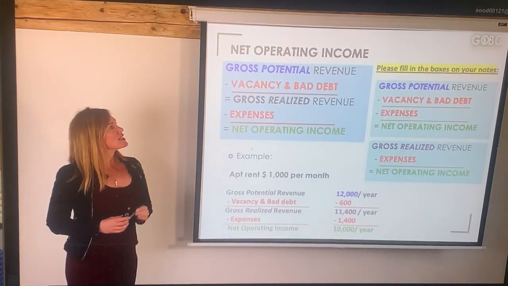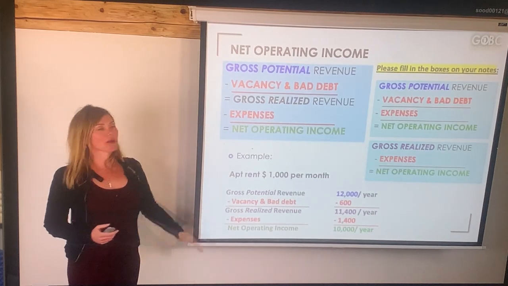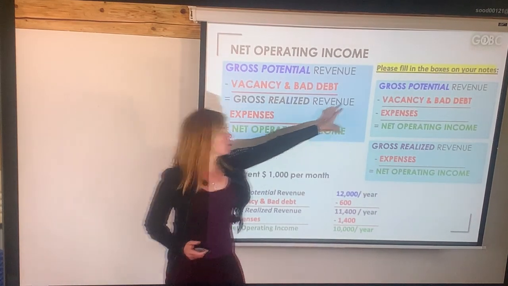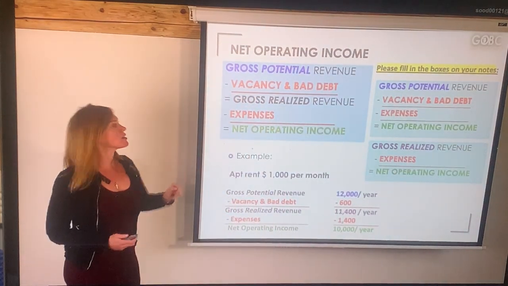So how do you find this net operating income? This is the main formula to find the income, right? And I'm going to explain it to you through this example. You have two blank spots on your notes. I want you to fill them up as we go. So don't do it now. Let me explain that first, and then you can fill them up.